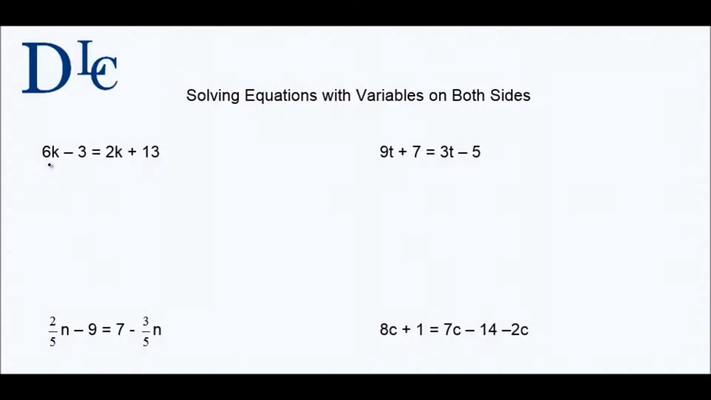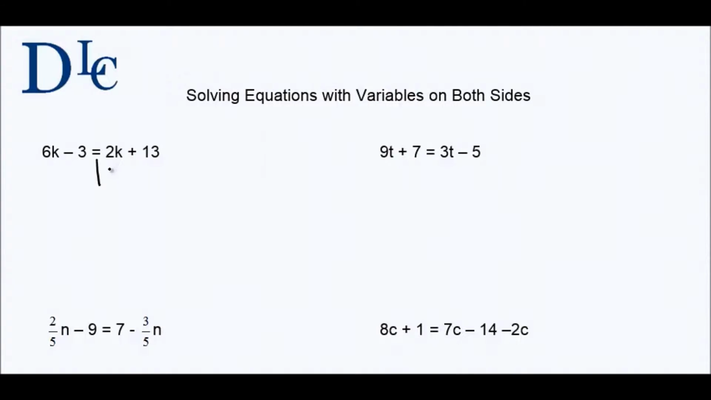So I have a variable on this side of the equation and a variable on this side of the equation. And what I want to do is eliminate one of them. I always like to eliminate the smaller variable. That way I'm left with a positive number. So from 6 and 2, we know the smaller one is 2.